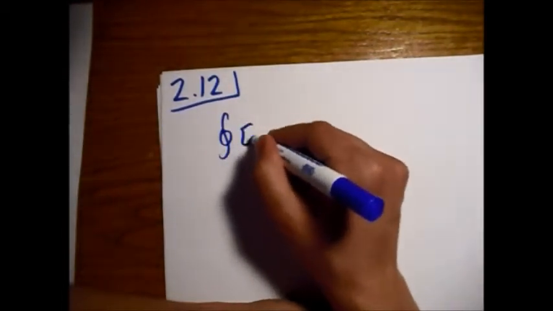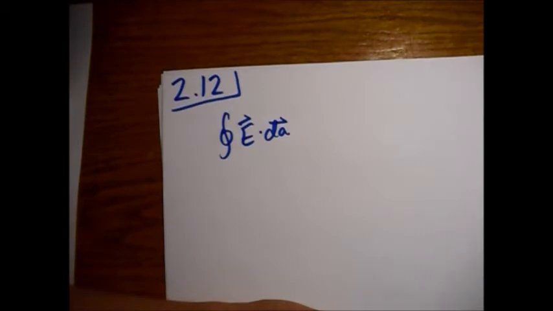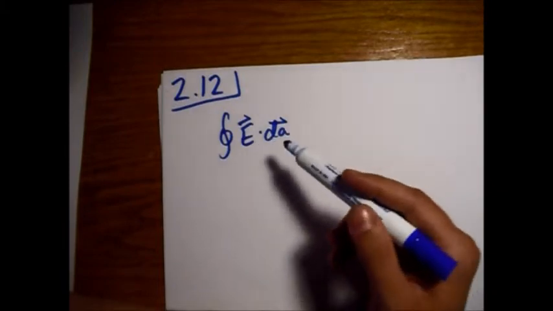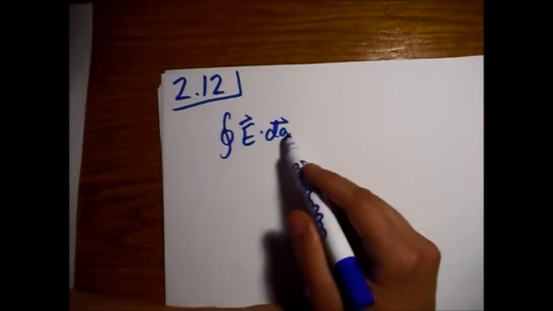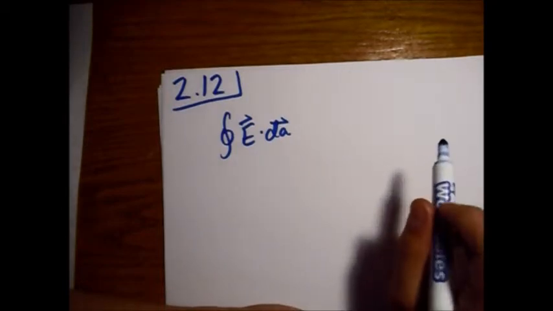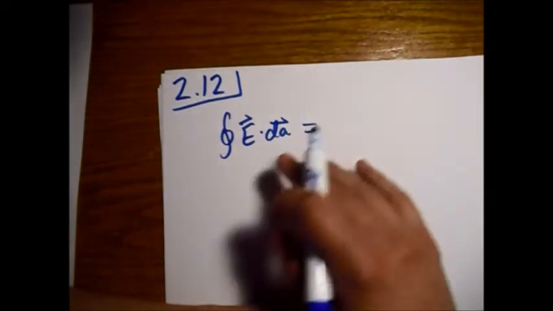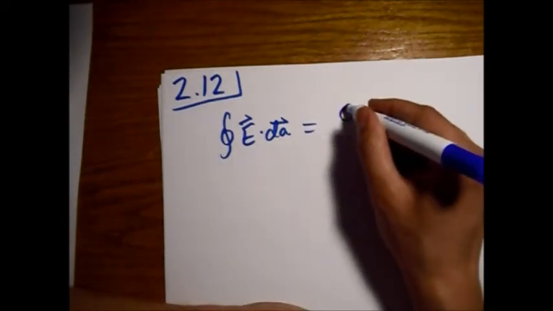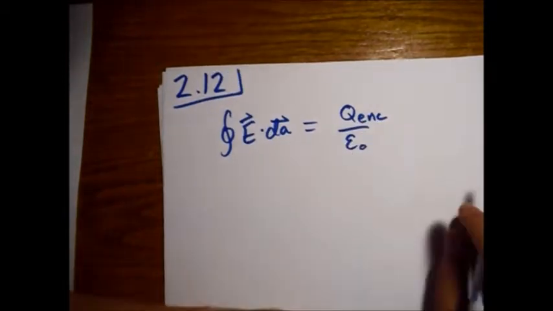So we're going to use Gauss's law, which tells us that if we integrate the electric field around a closed surface, and pick out the normal component of it with this dot product, so we dot it with the little differential area vector pointing outward from the surface, then that integral will be equal to the charge enclosed divided by the permittivity of free space.